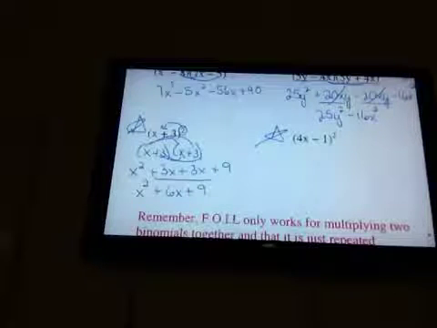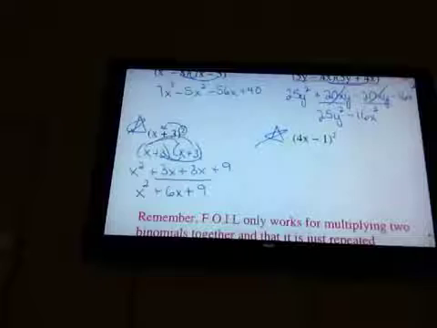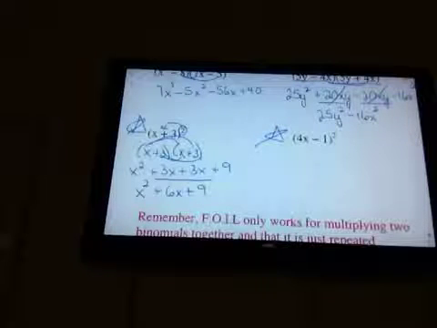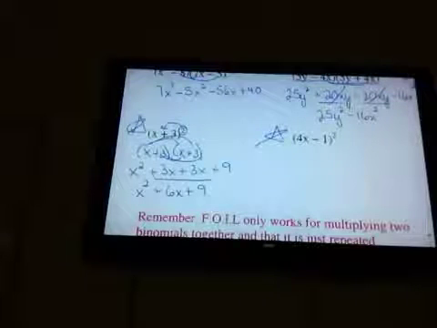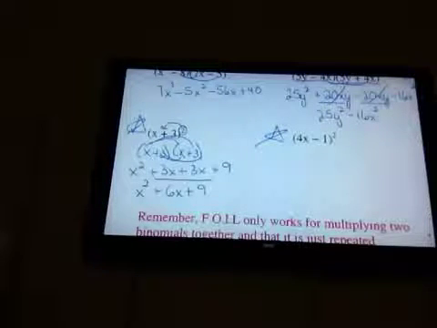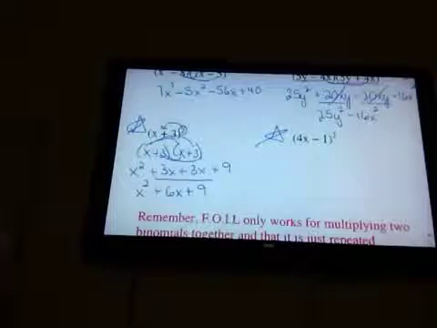That question has a specific name to it. It's called a binomial square. Not important to know, but when you have a binomial square, you do end up with the same outer and inner terms. Okay, not important to really know that though.